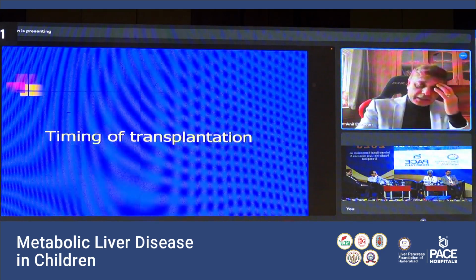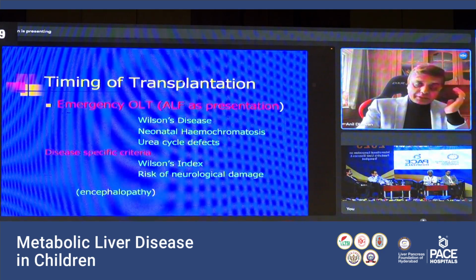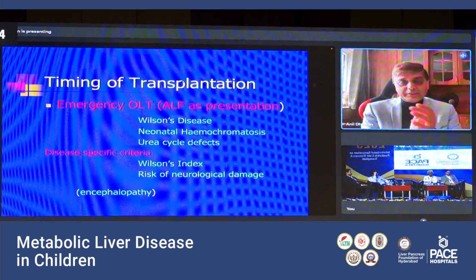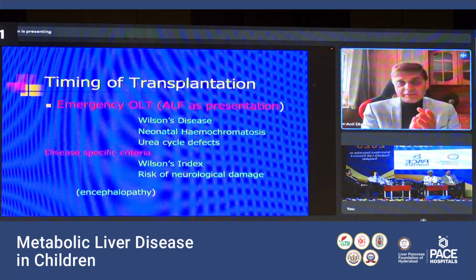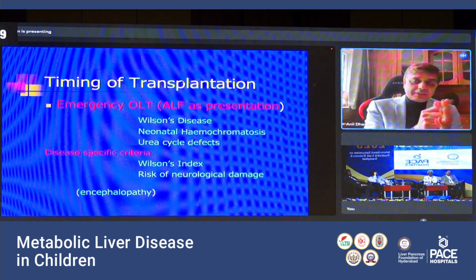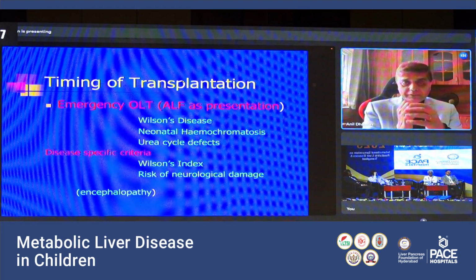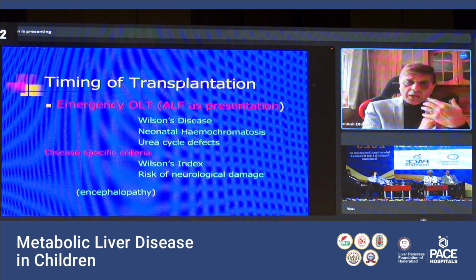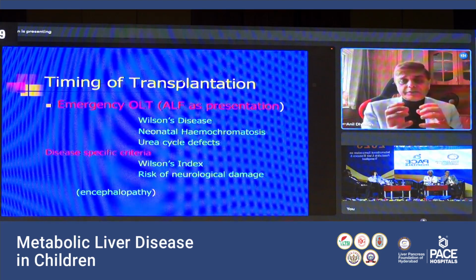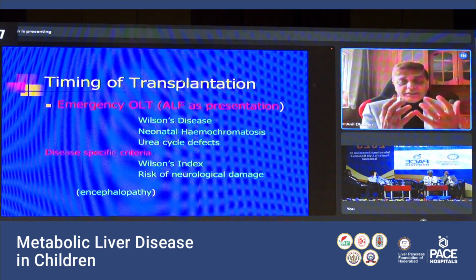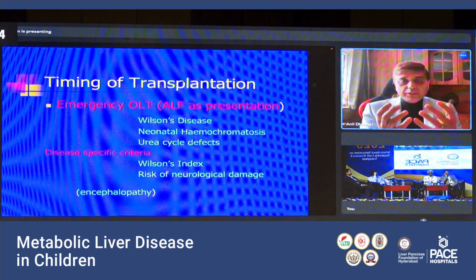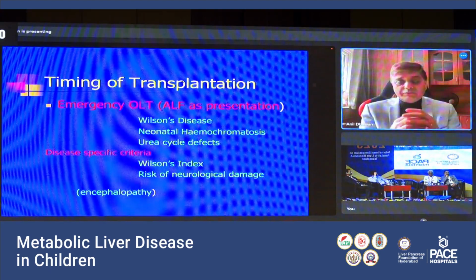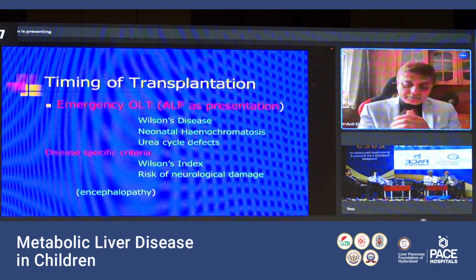Now, the question is timing of transplantation. When should you transplant? I think timing is sometimes determined by the presentation. If you have an emergency presentation, like an acute liver failure-like presentation, emergency liver transplantation is an option, like in Wilson disease, neonatal hemochromatosis, or urea cycle defect. How do we decide timing in this? For some conditions, we have developed disease-based risk scores, like the Wilson index, which we described and then improvised.